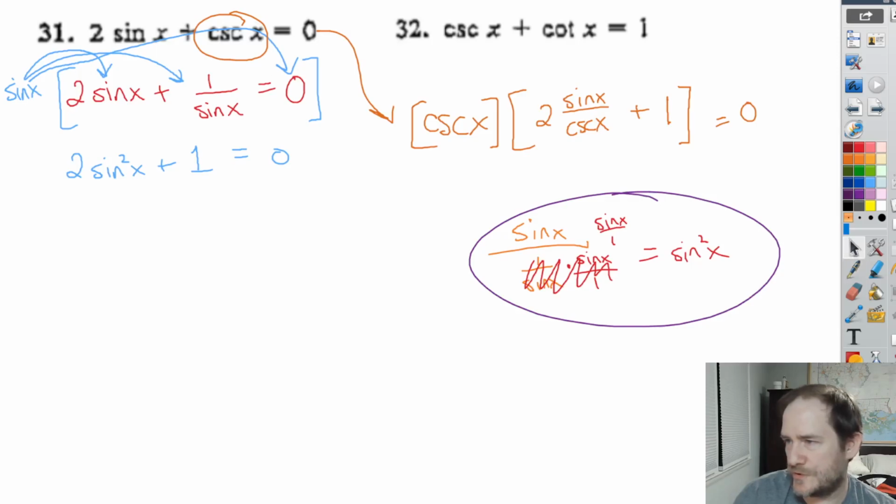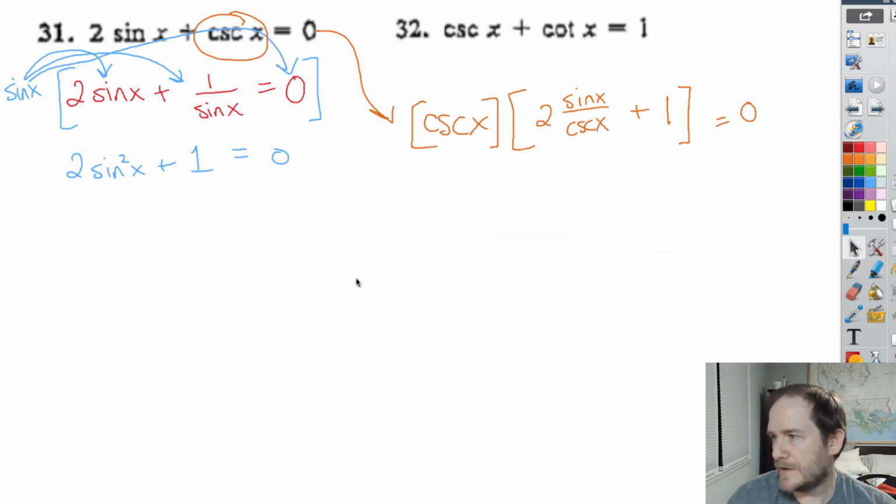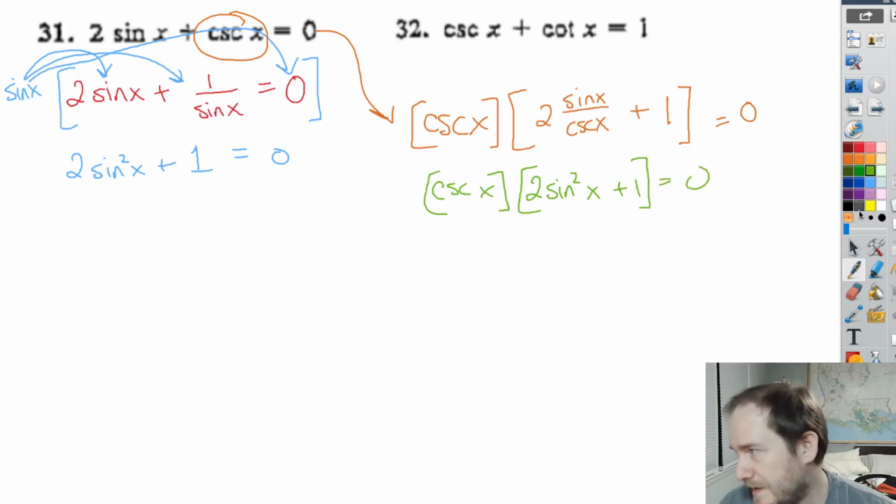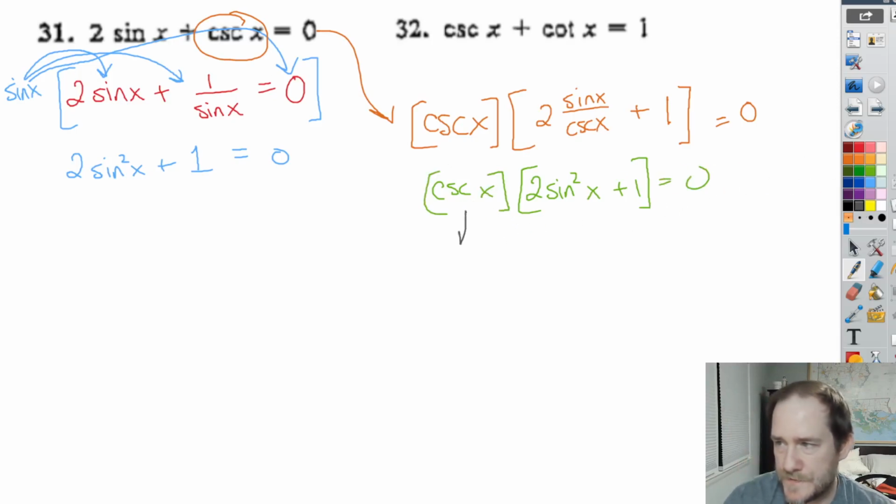So long story short, multiplying through by sine leads us to 2 sine squared x plus 1 with no extra factor of cosecant in the front. Factoring out cosecant brings us to the exact same place, where we have 2 sine squared x plus 1, but with an extra factor of cosecant of x in front. But again, the same thing that happened before.